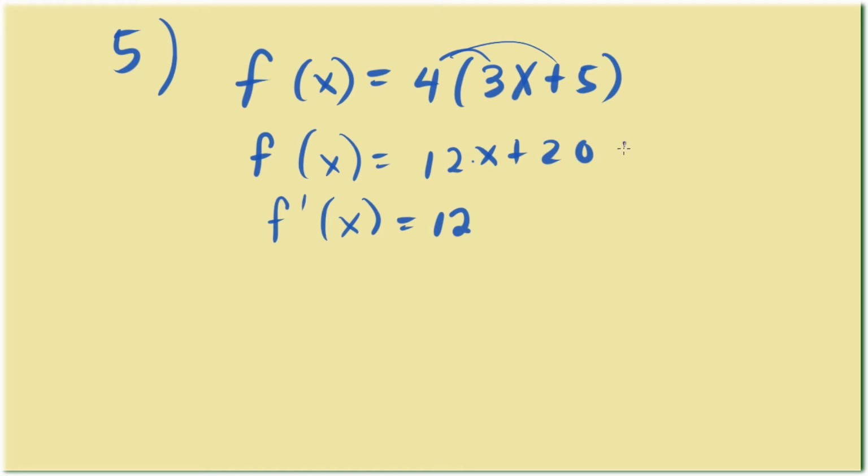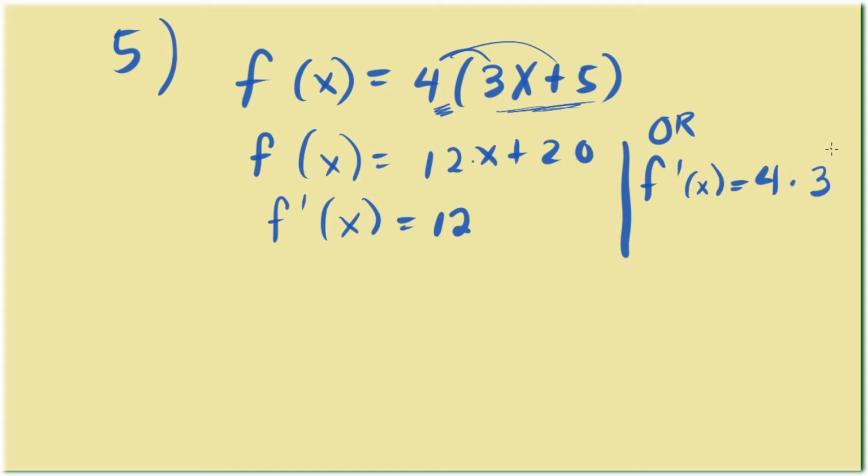Or, okay, if you don't want to distribute the 4, you can also just bring down that constant 4, okay? It's just a constant, so you can just bring it down and then use the power rule for 3x plus 5. The derivative of 3x is 3, and the derivative of 5 is 0. So the derivative of this quantity is just going to be 3. Hence, the final derivative is 12. So you see, we get the same answer.